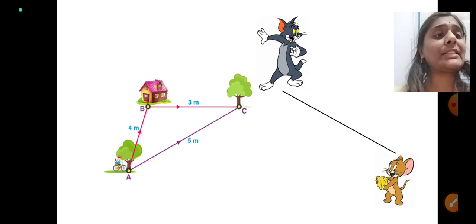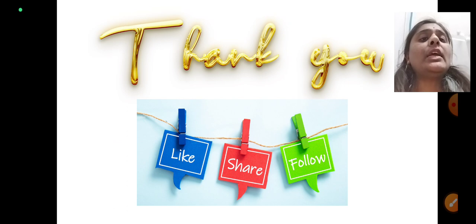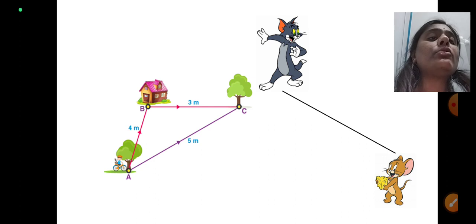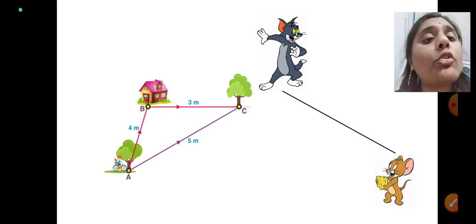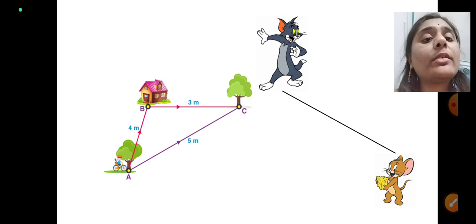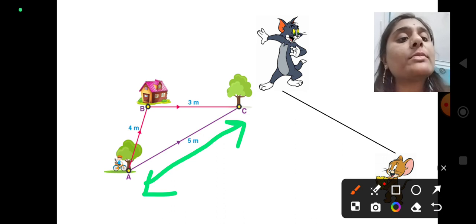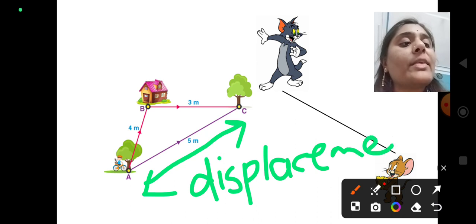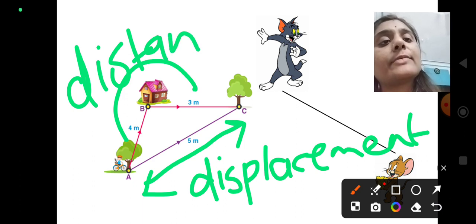Let us see one of the next examples. Yes, here is one example I have given. This boy started from this position, right? And he moved 4 meter towards his home, and then 3 meter to the next tree. Here distance covered is 4 meter plus 3 meter, that is 7 meter distance he covered. But the displacement, from this tree to this tree, is only equal to what? 5 meter. So displacement is 5 meter. Here displacement is 5 meter and the distance is 7 meter. Just like this, adding up the path length, this will be the distance.